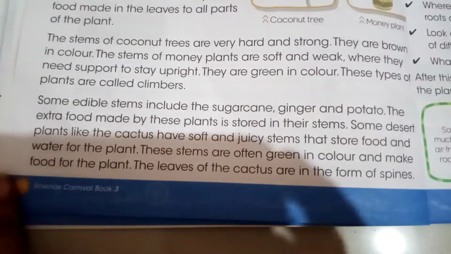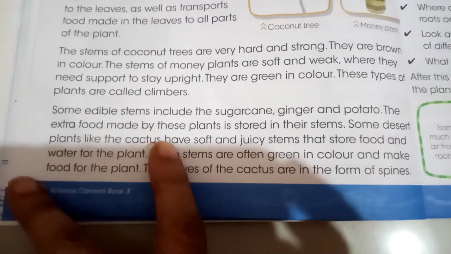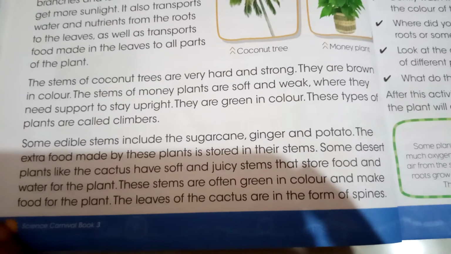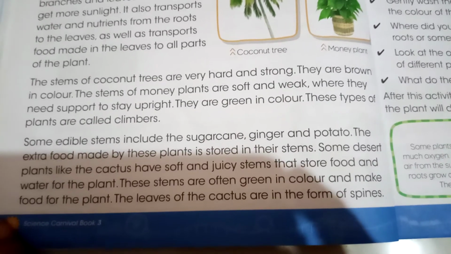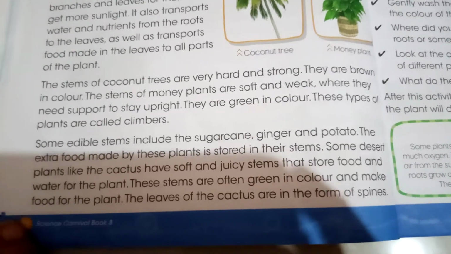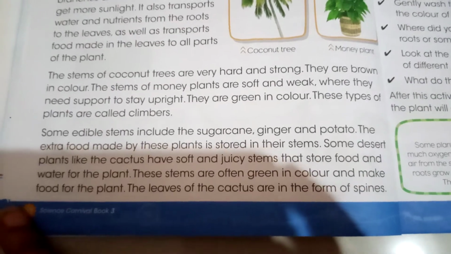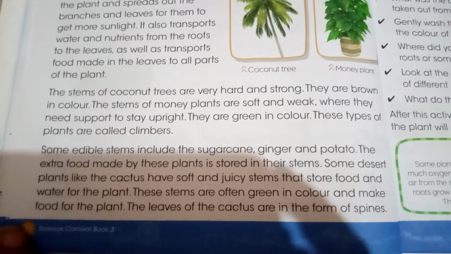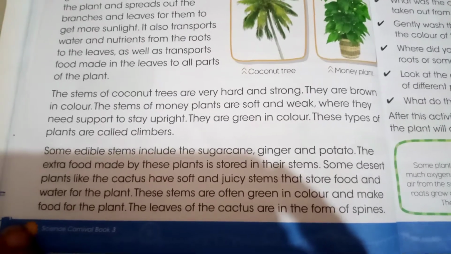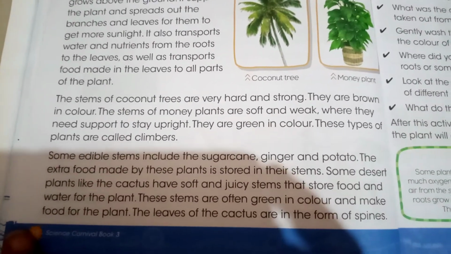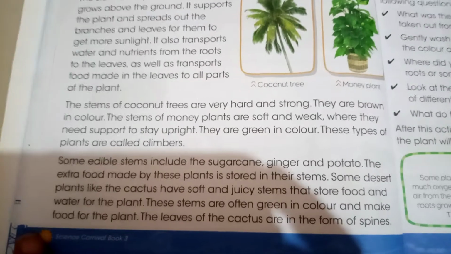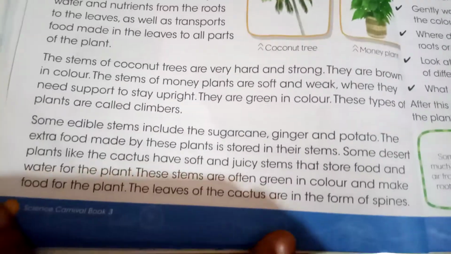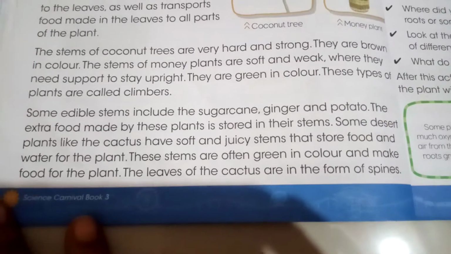Now then we discussed the edible stems. Edible means the stems that we can eat, and in this reference we studied sugarcane, ginger and potato. They are the edible stems, the stems that we eat. And these stems are edible because the extra food that is made by the plant is stored in these stems.